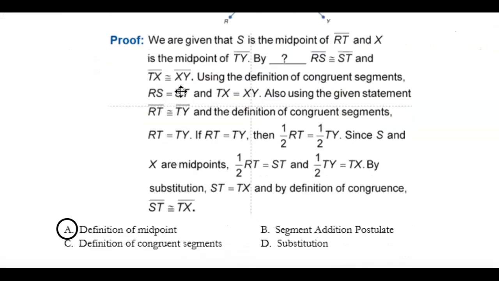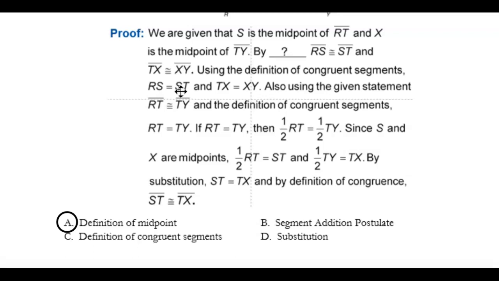So in this one, it's pretty much already written out for you. You just have to notice that because X is a midpoint, that is why we can say that RT is related or is the same or congruent to TY.